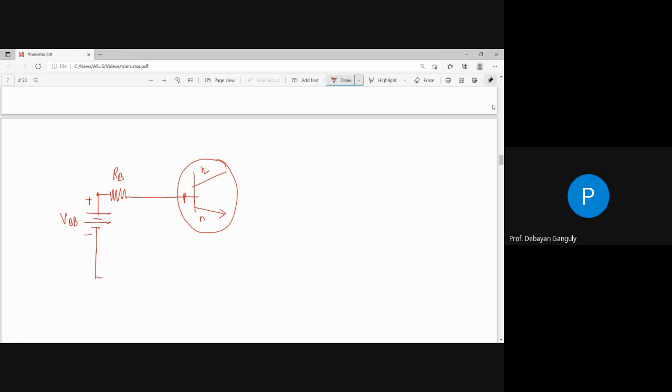So emitter is common, that means emitter is at ground. From the collector there is some resistance, this is RC, and I am applying a voltage VCC. That makes the collector-emitter junction reverse biased. This is the positive side, this is the negative side. And you understood the thing.